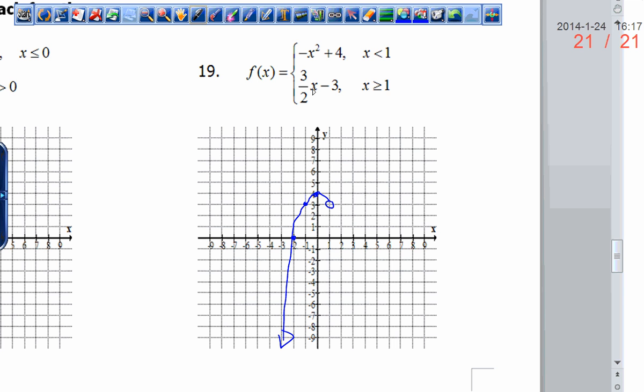What do you know? The next thing, for everything bigger than 1, so I put in 1 for x there and I get -1.5. So then I'm going to go up 3, 1, 2, 3, and over 2. Reason why I'm going up 3 is because that's what my slope is. So then I'm going to connect my dots. And that's my piecewise function.